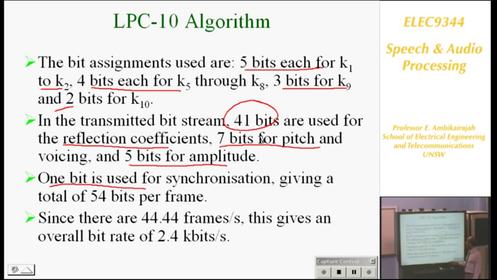So you can achieve 2.4 kilobits per second, a compression from 64 kilobits per second to 2.4. But the quality is not as good as normal telephone quality. It will be less than that. It's an acceptable quality. You can listen to it. You can understand the speech. It's kind of machine quality, but not telephone speech quality.